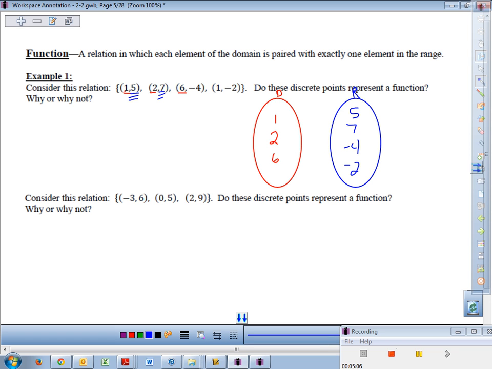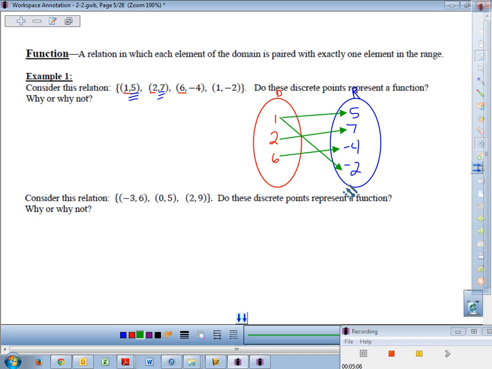Sound cool? And then to make a mapping, we just straight put these cool little arrows according to what their ordered pairs were. So if we do 1, what did 1 match up with in the ordered pair? Doesn't 1 go with 5? So it's like 1 maps to 5. Put that cool little arrow right there. Let's make it green. 1 maps to 5. You just freehand it, but make it an arrow. Cool? And what does 2 map to? 2 maps to 7. 6 maps to negative 4, correct? And 1 maps to negative 2.